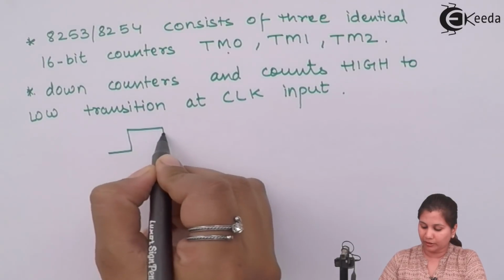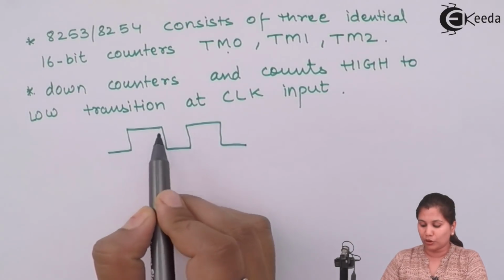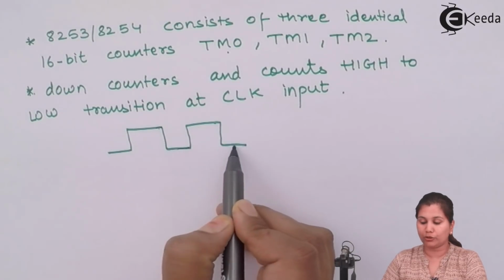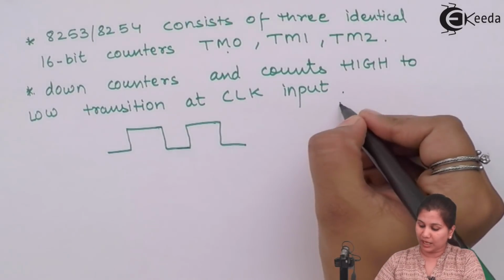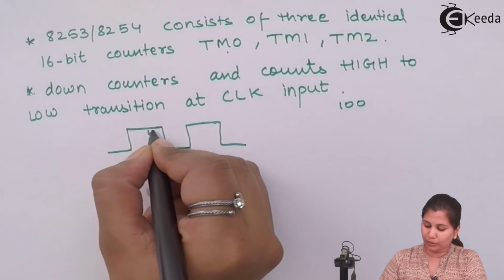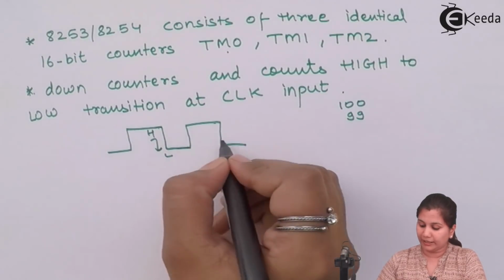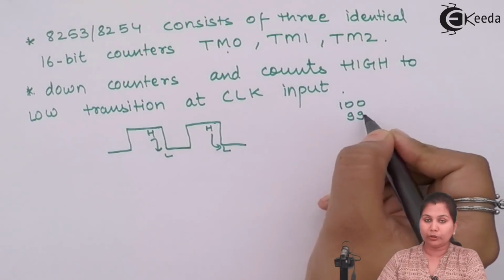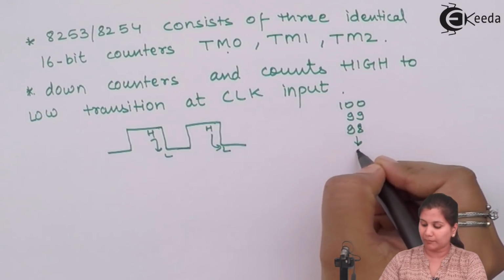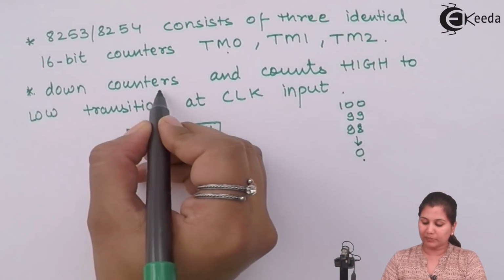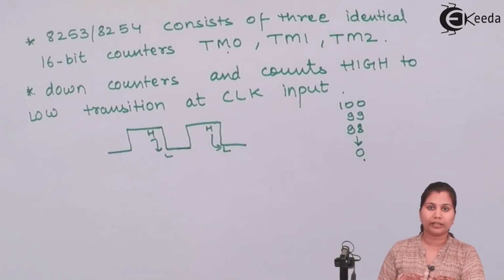Suppose we have a clock pulse here, this is high and this is low, so at every high to low transition the counter is going to decrement. Suppose we have started with 100, then from high to low it will decrement the counter by 1, it will become 99. Then again from high to low it decrements the count, and it will become 98. In this way the counter will work till it becomes 0. So down counters decrement the count at each high to low transition of the clock input.